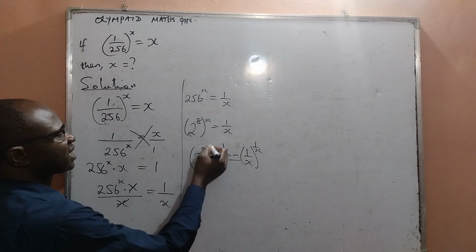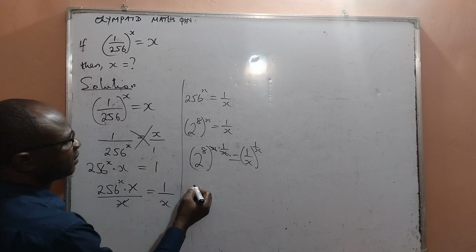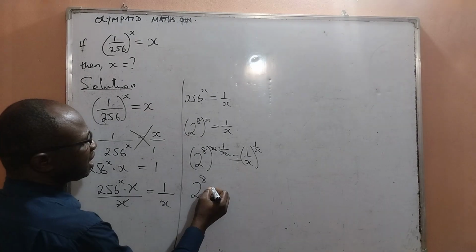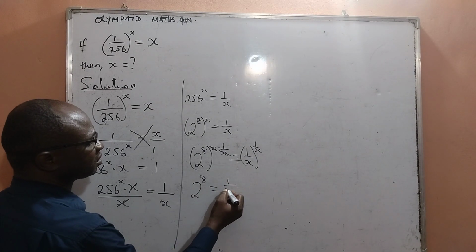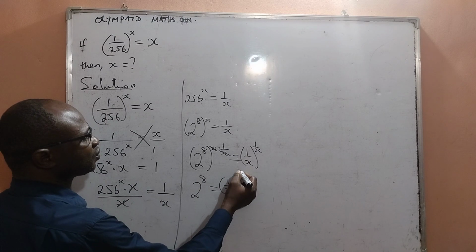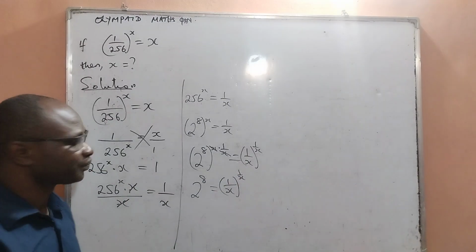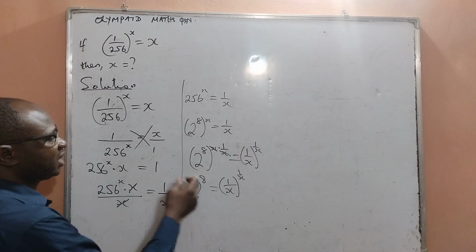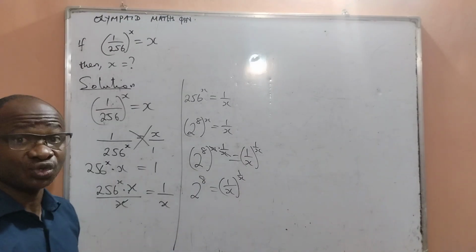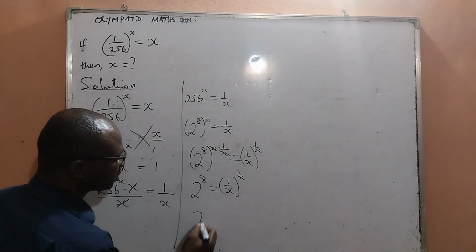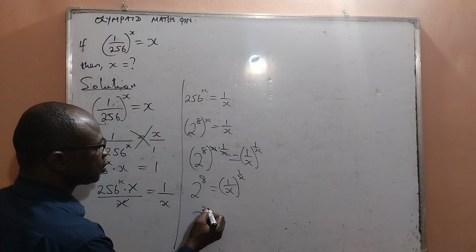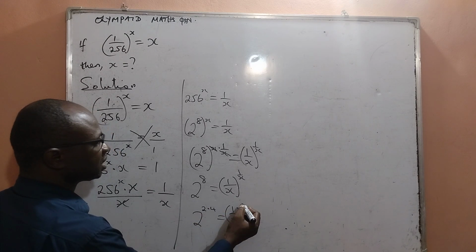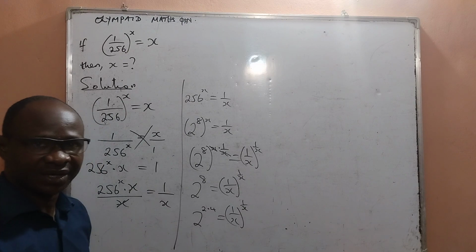This means that x can cancel out x, leaving me on the left hand side with just 2 to the power of 8, and on the right hand side I have (1 all over x) to the power of 1 all over x. But then, 2 to the power of 8, 8 can be expressed as 2 multiplied by 4. That means 2 to the power of 2 multiplied by 4 is equal to (1 all over x) to the power of 1 all over x.